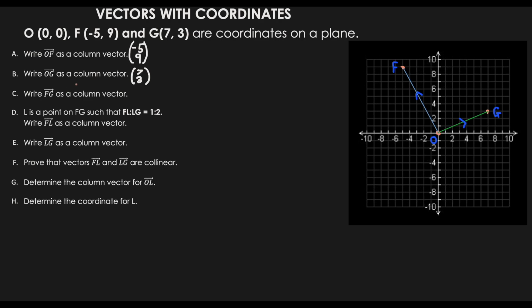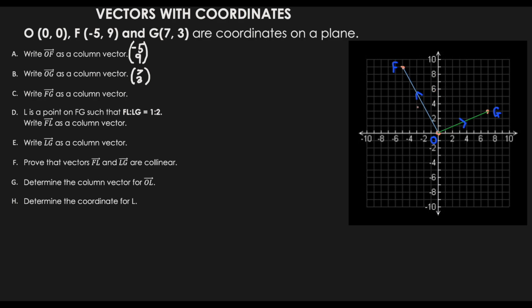So that's the first two. Now we need an expression for FG, F to G. I'll show you two ways of doing it. If we're going from F to G, we can work it out using this diagram. But the question is, what if we did not have this diagram? How would we do it?